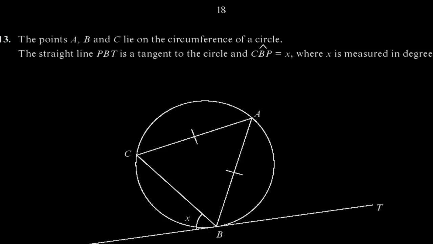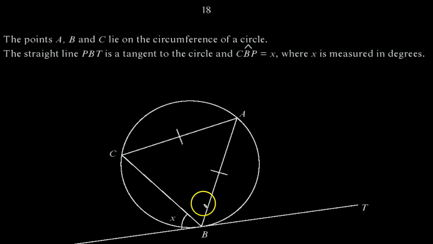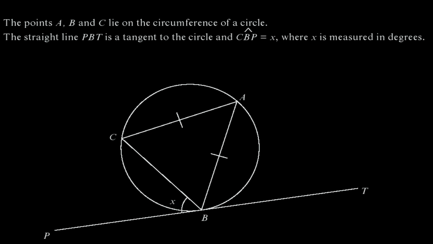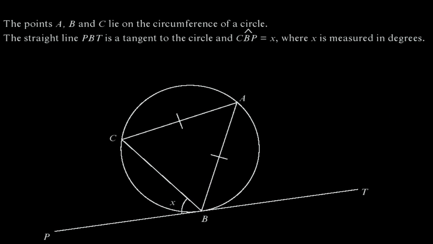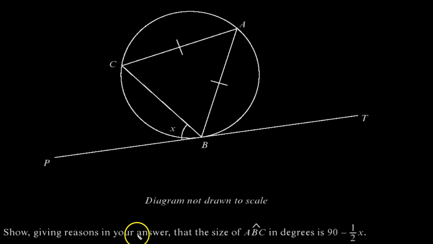The points A, B, C lie on the circumference of a circle, A, B, C. The straight line PBT is a tangent to the circle, and CBP is x degrees, where x is measured in degrees. Show, giving a reason in your answer, that the size of ABC, so the angle in here is what we're interested in, is 90 minus x over 2.